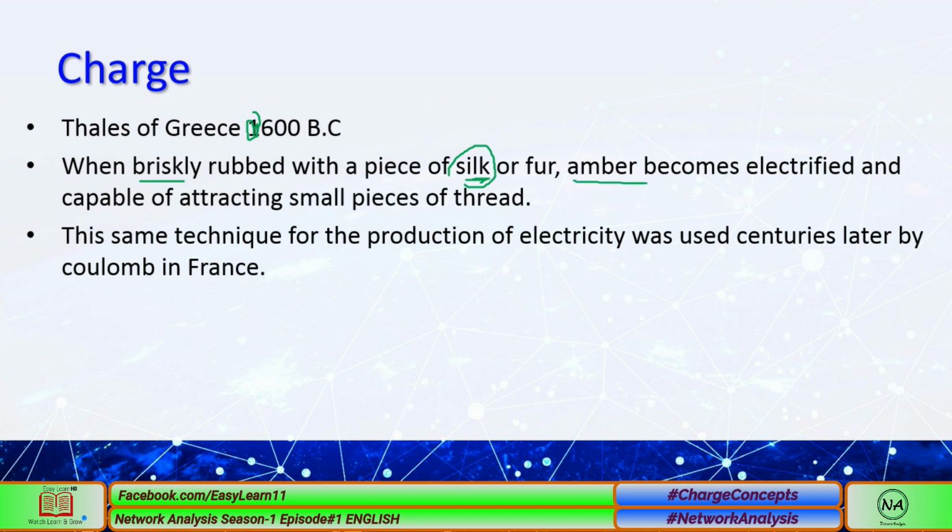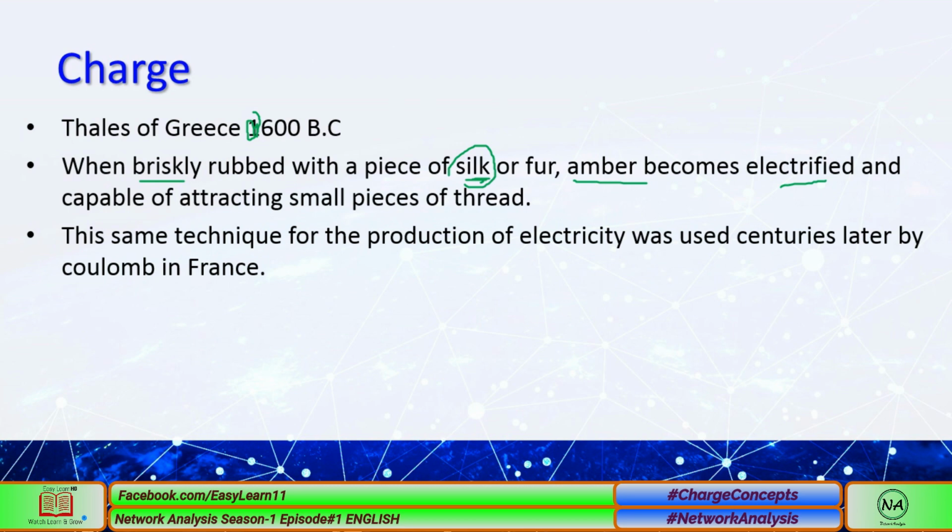So we rub two things, silk with the amber, and the amber becomes electrified. When it is brought closer to small pieces of thread or cloth, they attach to the amber. That is the reason Thales of Greece noticed this at that time, 600 BC. So the beginning of charge starts when this attraction force is noted.